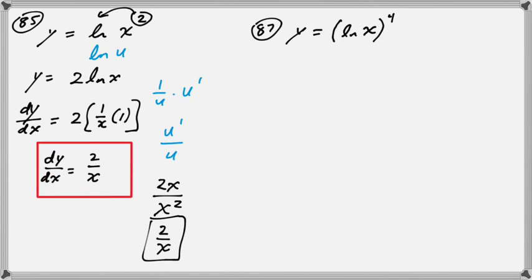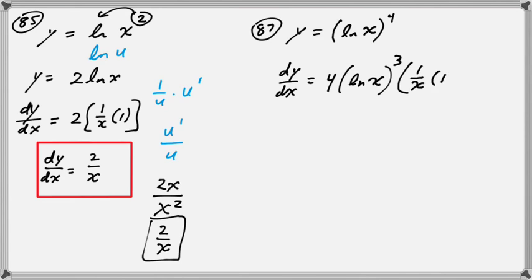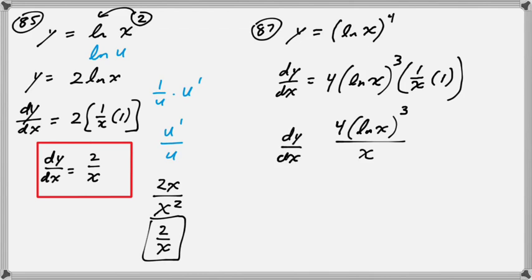Now in 85, I was able to pull that exponent out front because only the argument was raised to the power, unlike 87. Some people will try to pull this out front, but that's not the property. You're breaking the rules. So to find this derivative, you have to use the power rule. Power times base to the 1 less power times the derivative of the base. So it would be 4 natural log of x quantity cubed, the whole thing over x. And that would be the derivative for 87.